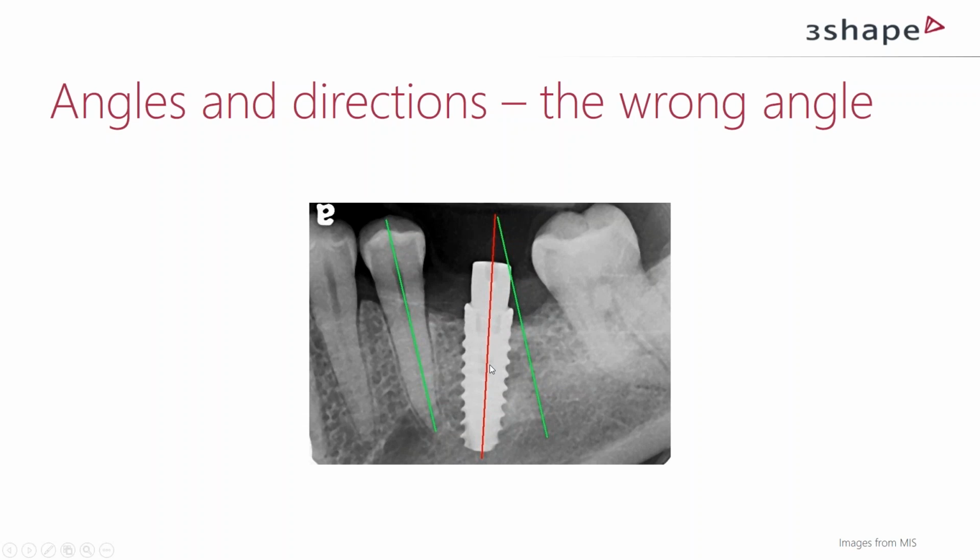Problems can be many, but the problem here is actually that the implant was set in the wrong angle. So there's a problem with the crown later on, and also possibly with hygiene in some areas. So a lot of things can go wrong.